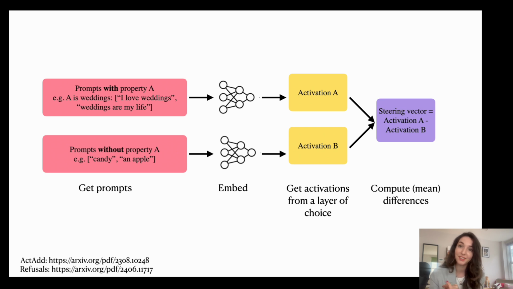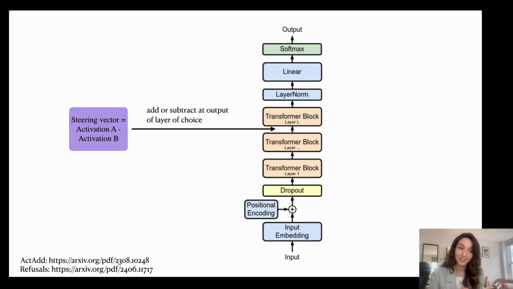For example, if property A is weddings, then our prompts with the property could be things like, I love weddings, weddings are my life, and the prompts without property A would be candy, an apple, whatever else that doesn't contain weddings. Both of these sets of prompts get passed through our model, and we take out the activations from a particular layer of choice, from both the prompts with property A and those without property A. Those sets of activations, or intermediate model outputs, we subtract them from each other, and this is basically our steering vector.